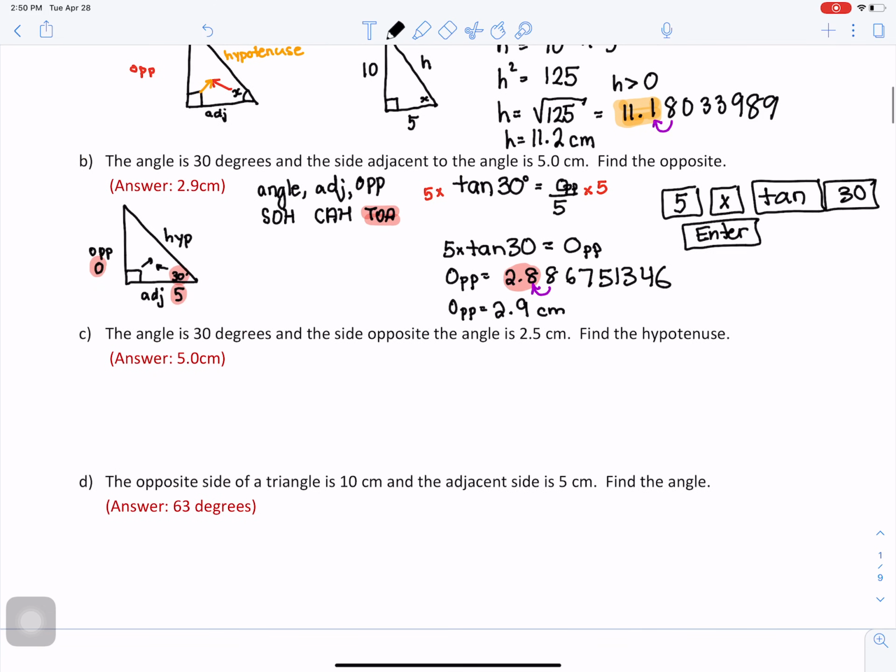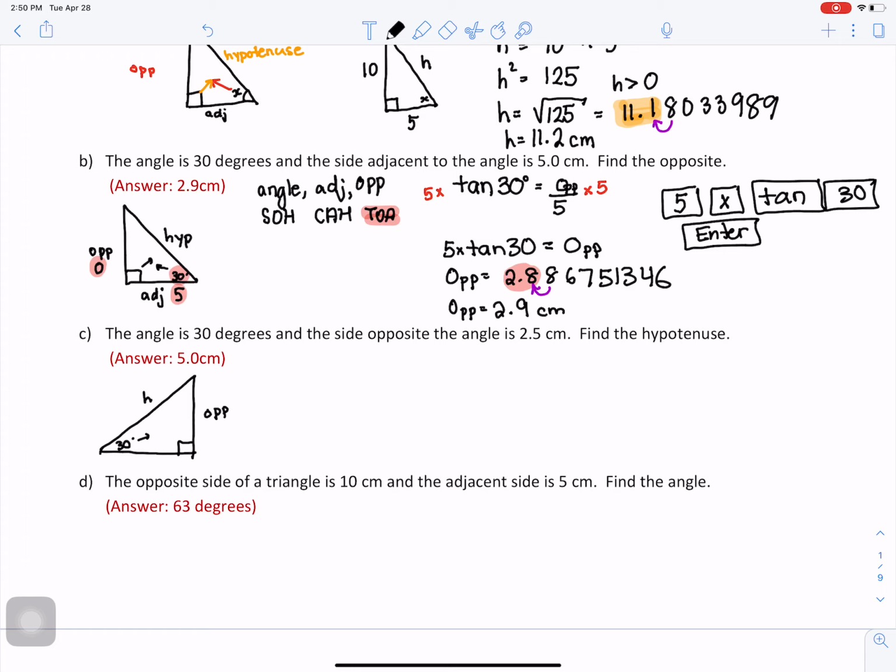Now let's look at another example. So the angle is 30 degrees. Now I'm going to just draw my triangle in reverse, just to show you it doesn't matter which way you draw your triangle. Okay, so I'm going to throw in my 30 degrees. My side opposite to the angle is here, because it's the one directly across. My hypotenuse is what I'm looking for.